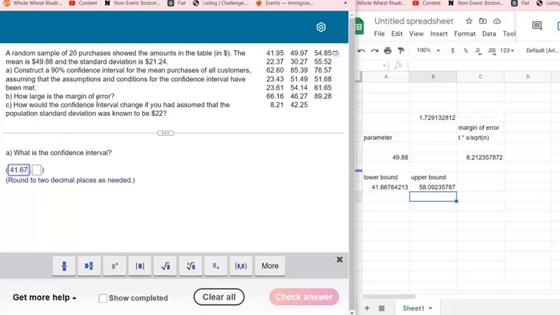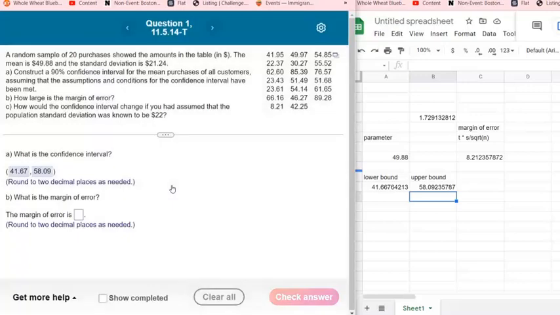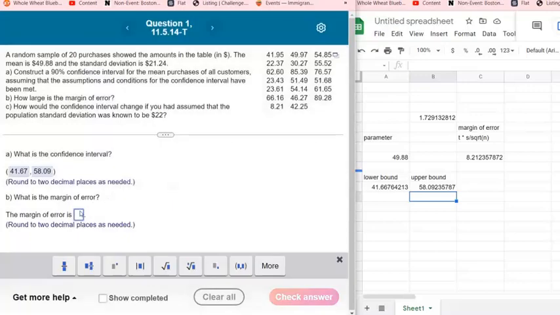41.67. The other thing I'm wondering about is they gave us 21.24. They rounded off that standard deviation. I wonder if it's still going to accept it. Otherwise, we could just grab the data and calculate the standard deviation. No, it's okay with that. Okay. What's the margin of error? We need to calculate the margin of error in order to construct the confidence interval. Right there, like we said.